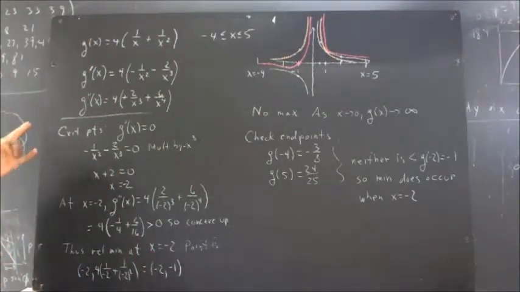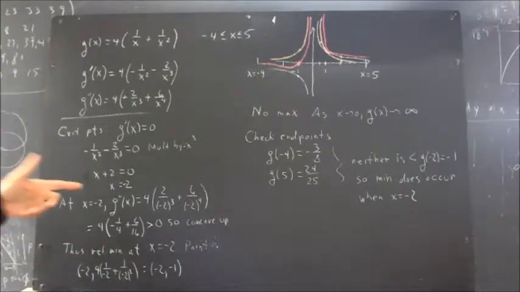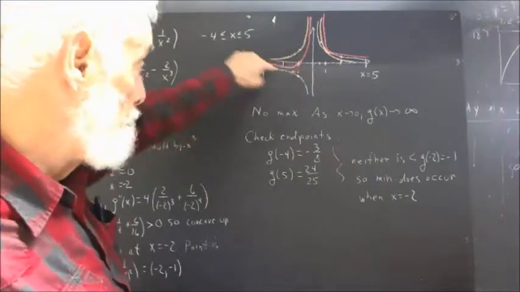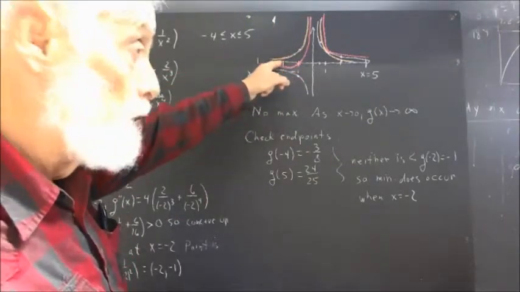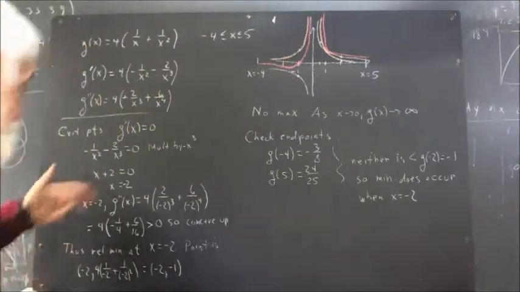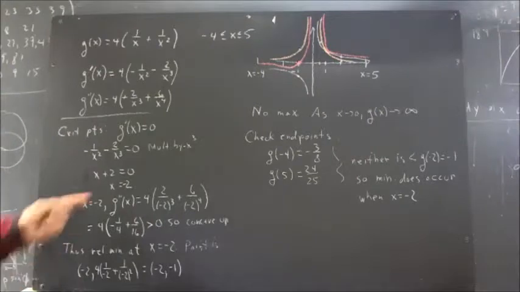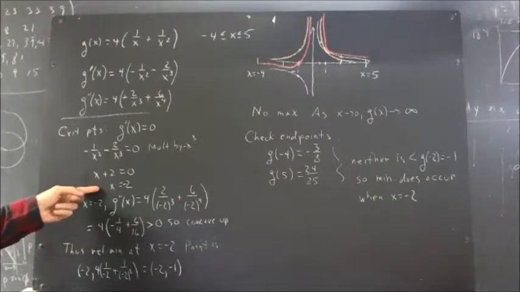and allows us to determine that the minimum of this thing, if I'm right about having a minimum over here somewhere, is probably going to occur at x equals negative 2. Now we're going to verify that. Okay, we've got our critical point. That's our only candidate for a maximum or a minimum.